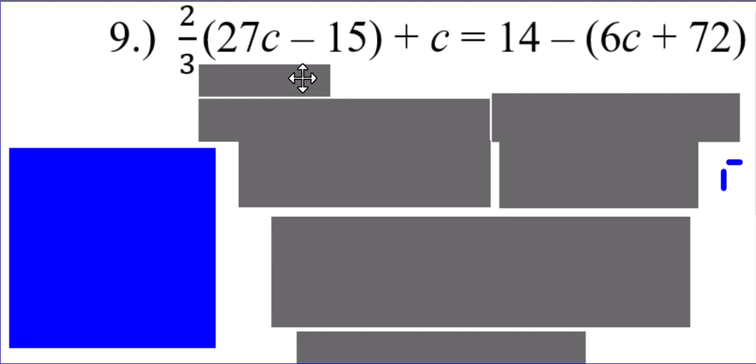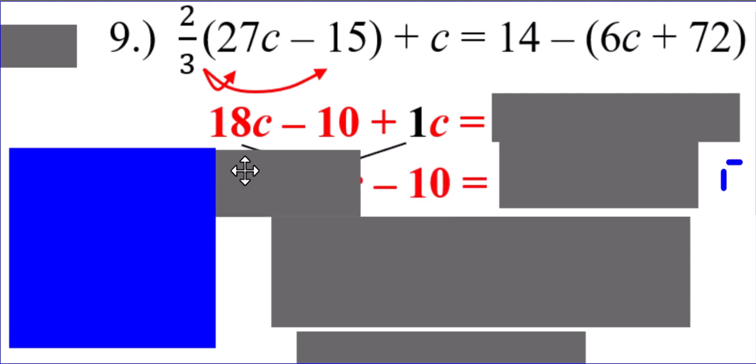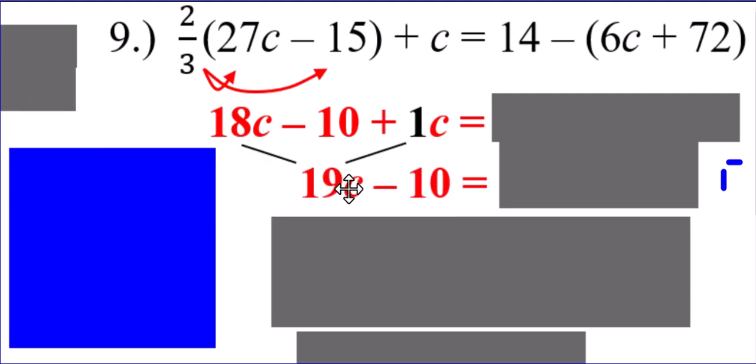Problem number 9, you did the distributive property, taking 2/3 times 27c and times 15. That's going to give you 18c and 10, bringing down the minus. The c is the same as 1c, which I'll need coming up soon because 18c and 1c will make 19c. We still got minus 10. Okay, on the right. Oh, we have subtraction to the left of parentheses. Do you remember how to do this?